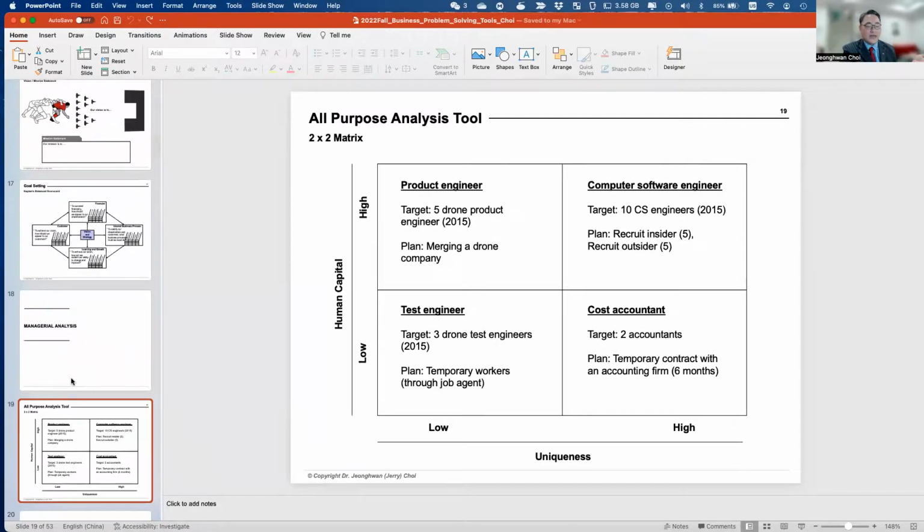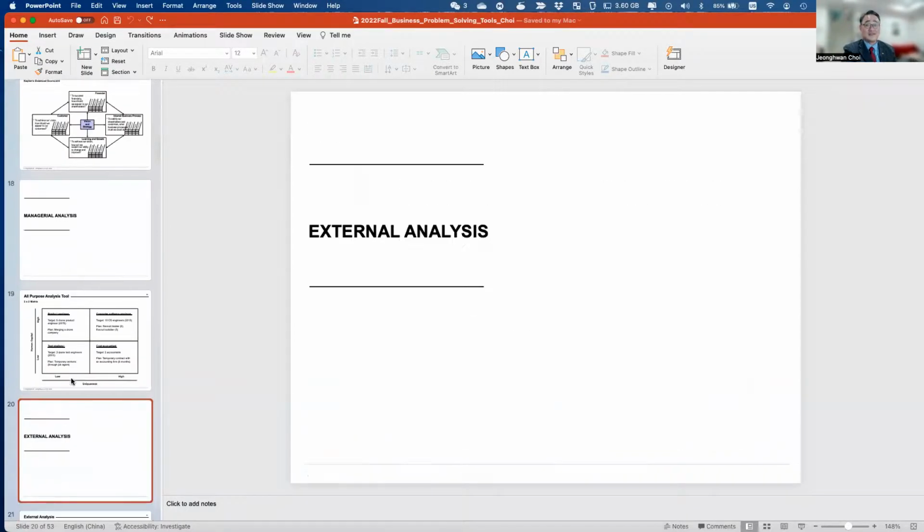And by the way, the most general analysis tool in business problem solving is the 2x2 matrix. If there are no analysis tools, we simply start with a 2x2 matrix. That's most common. If you have no idea, start by drawing the 2x2 matrix. That's a very nice start to business analysis.